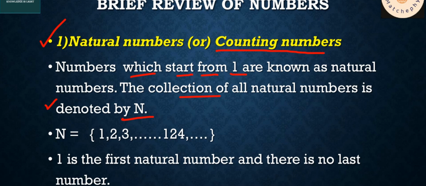So which is the first natural number, children? 1 is the first natural number. And is there any last natural number? No, there is no last natural number. So can anybody define what are natural numbers? Yes, numbers which start from 1 are known as natural numbers. How do we denote the collection of natural numbers? By capital letter N.